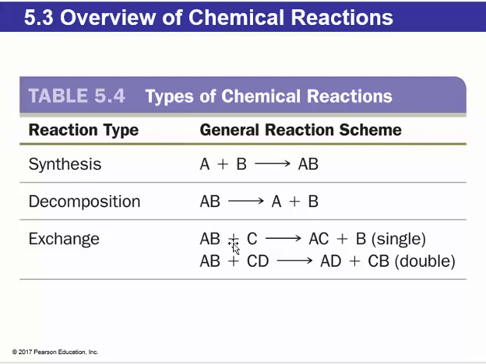So AB plus C goes to AC plus B. C and B have switched places. B was bonded to A, and on the product side, C is bonded to A. If we look at the other exchange example, AB plus CD forms AD plus CB. So B was originally bonded to A, and on the product side, B is bonded to C. And C was originally bonded to D, and on the product side, D is now bonded to A. So atoms or ions have switched places.